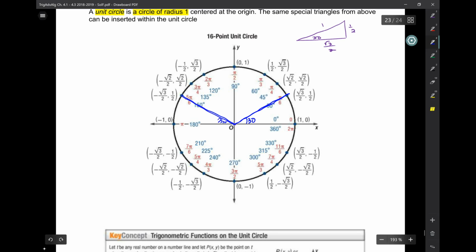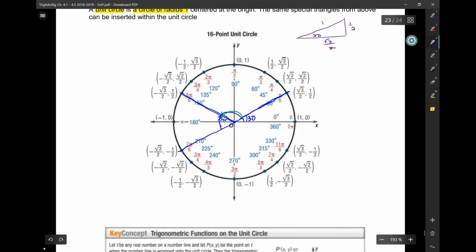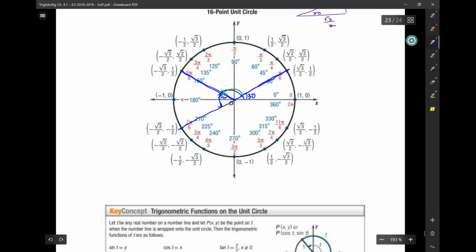This is also 30 degrees. But how much is it from beginning to end? 150. Okay? And then the other one, that's the corresponding angle here, 30 degrees from the x-axis. How much is it from beginning to here? 210. And then here, more 30 degrees, right? So from beginning to end, 330.